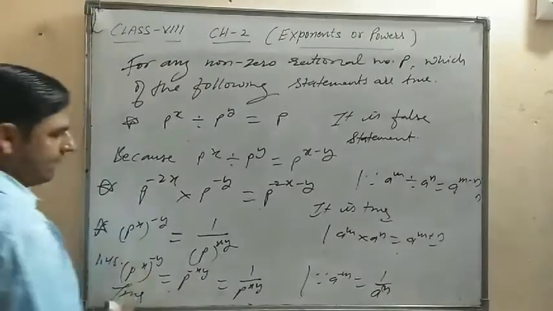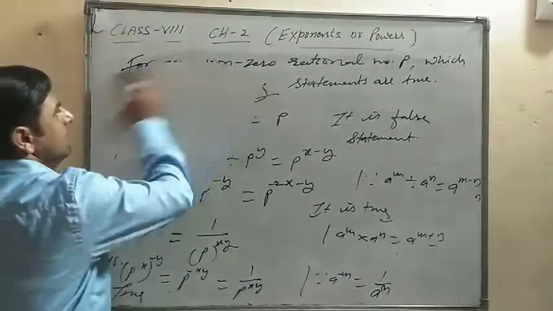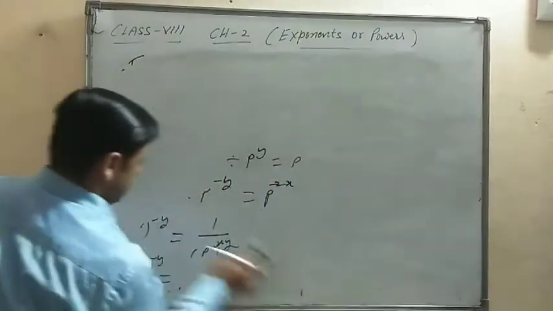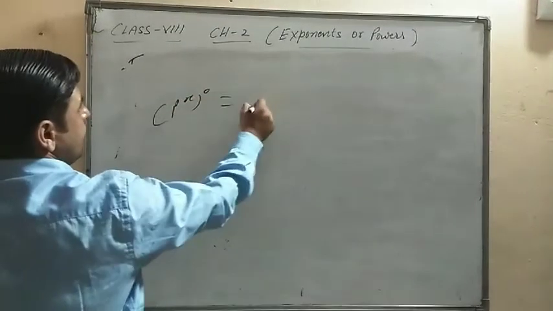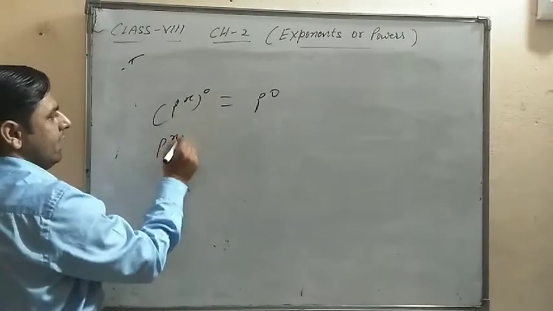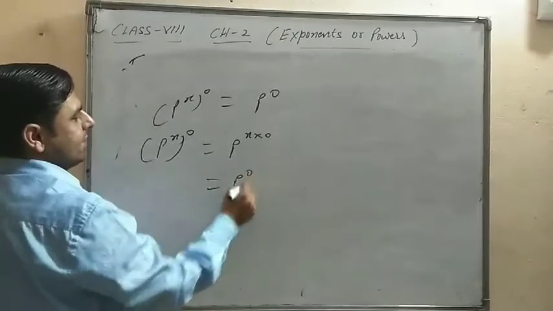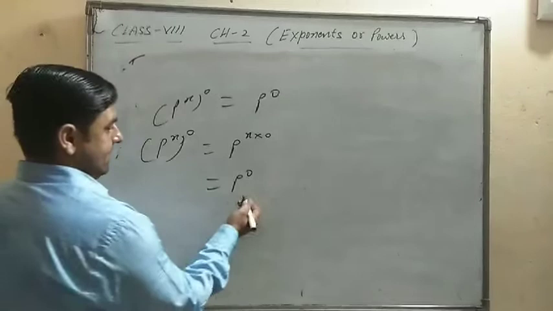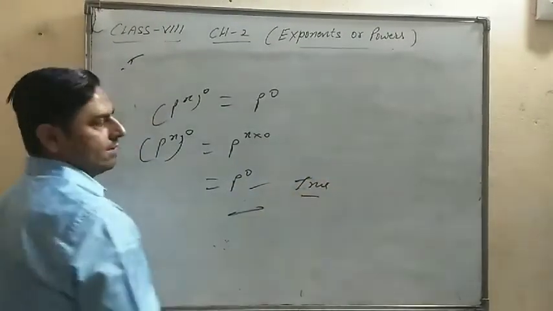Okay, so the next one, the last one, is p raised to power x whole power 0 is equal to p raised to power 0. So one property is there. If you take the left hand side, p raised to power x into 0 means p raised to power 0. So it is your right hand side. So it is a true statement.